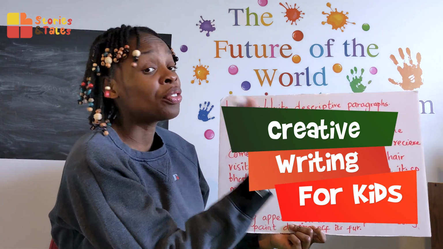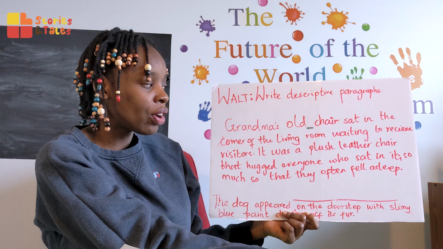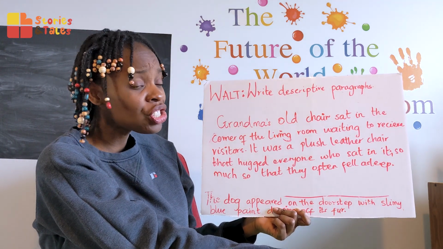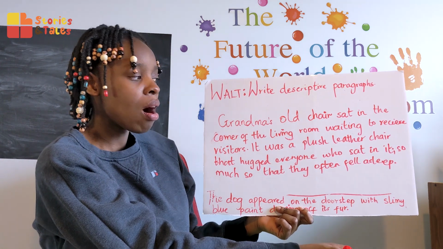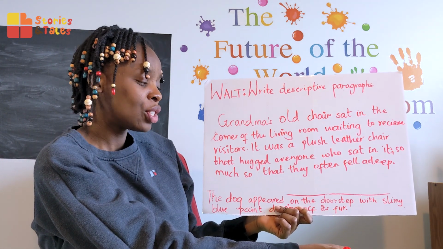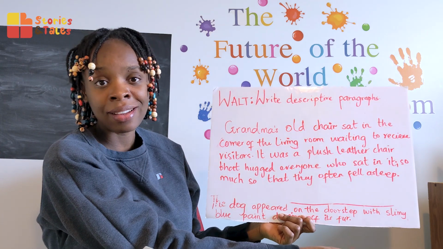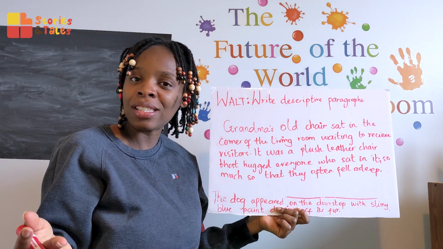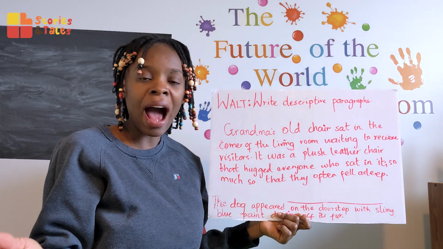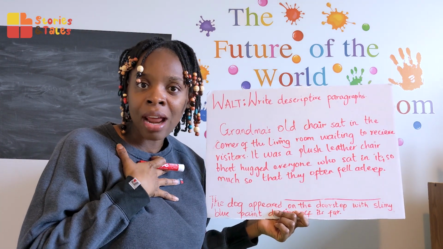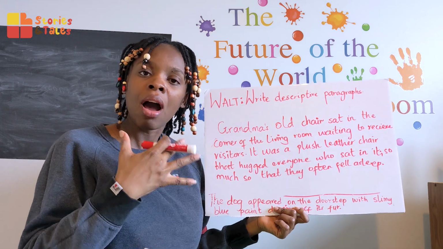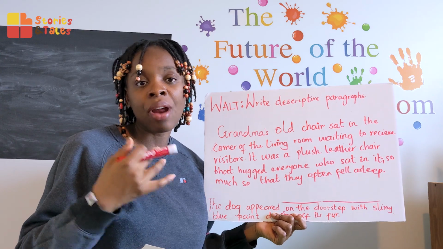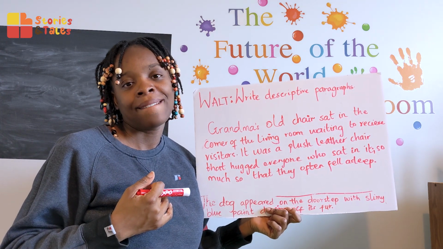Grandma's old chair sat in the corner of the living room, waiting to receive visitors. It was a plush leather chair that hugged everyone who sat in it, so much so that they often fell asleep. Isn't that such a delightful sentence, friends? It is so delightful. I wanna sit in that chair right now. I wanna sit in a chair that hugs me and that I can easily fall asleep in. That is the kind of chair I'm gonna buy. This is what I want.